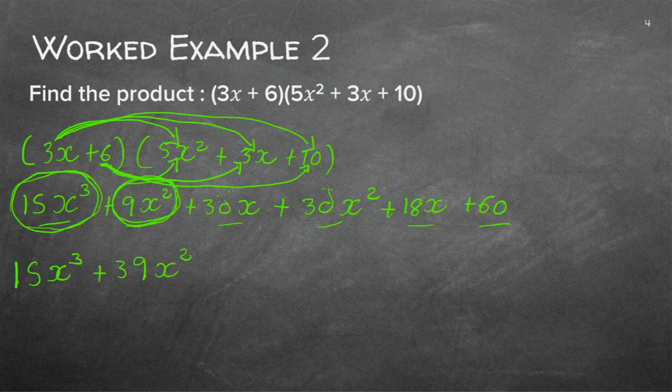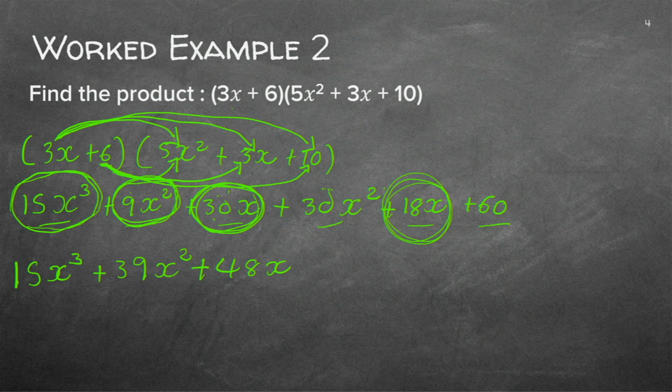And as I move on again, I look for another like term, another value that looks like 30x. So another value which is a like term of 30x is exactly 18x. So if you add 30x plus 18x, you get the sum, which is 48x.